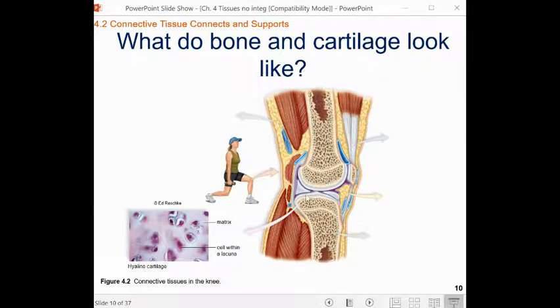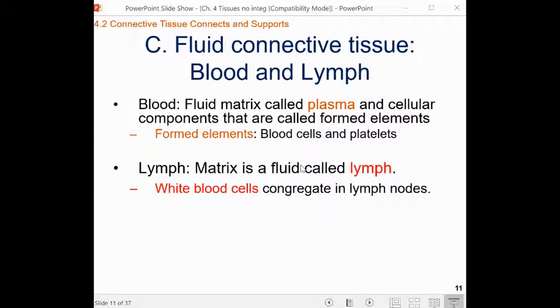Here you can see this a little bit better. Here are the individual cells, and then you can see that they are separated from each other in these little lacuna, and then the matrix is a lot more organized, a lot more solid. This one's cartilage. In bone, it gets even firmer.